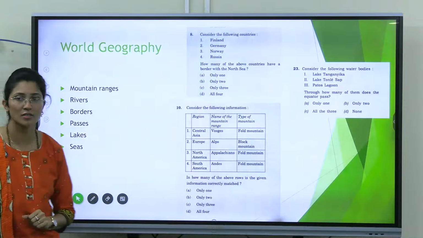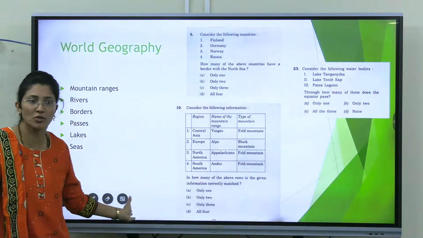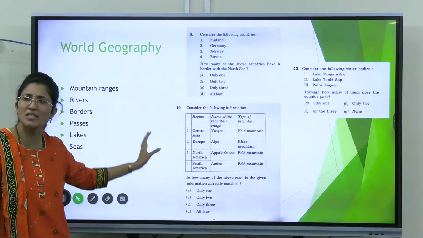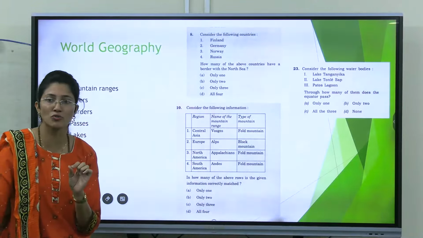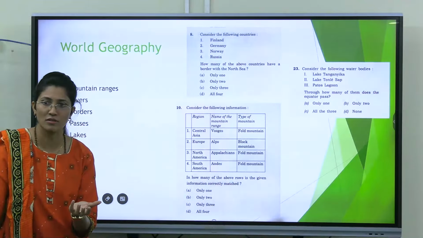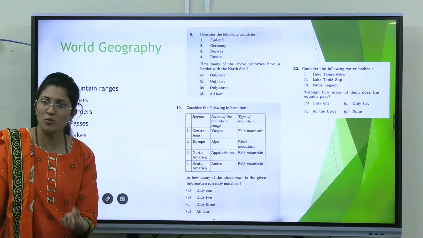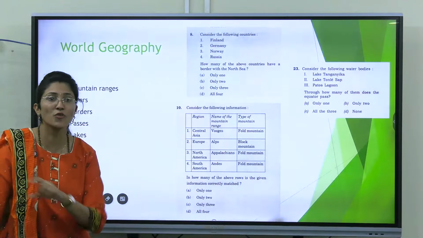World geography. So world geography is also important because we have seen 10 to 12% of the questions are coming from world geography, and this is completely static part. And here also current affairs comes into role. How? Suppose a country was in news. Ukraine was in news.